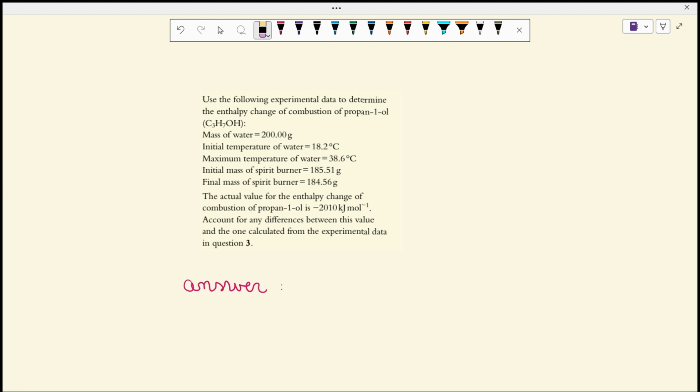Your answer should be minus 1080 kilojoules per mole. But now they're telling us that the actual value is a different one, minus 2010 kilojoules per mole. How do we account for these differences? What are some of the flaws, some of the systematic errors in our experimental setup?